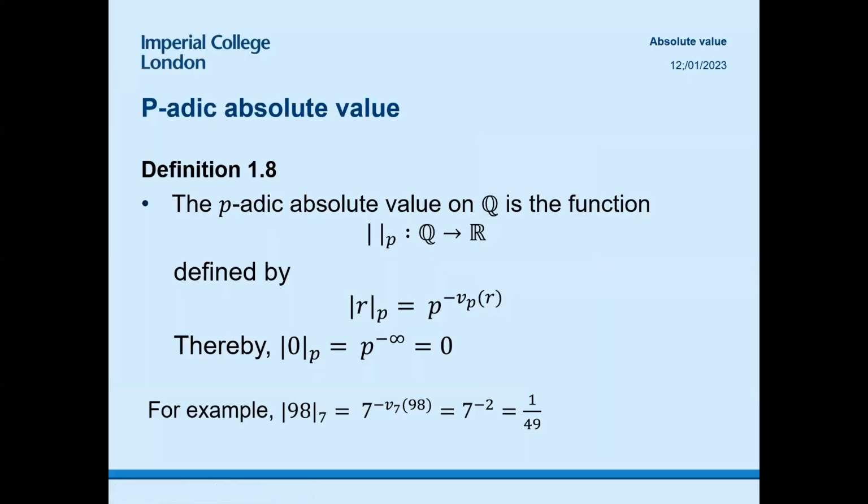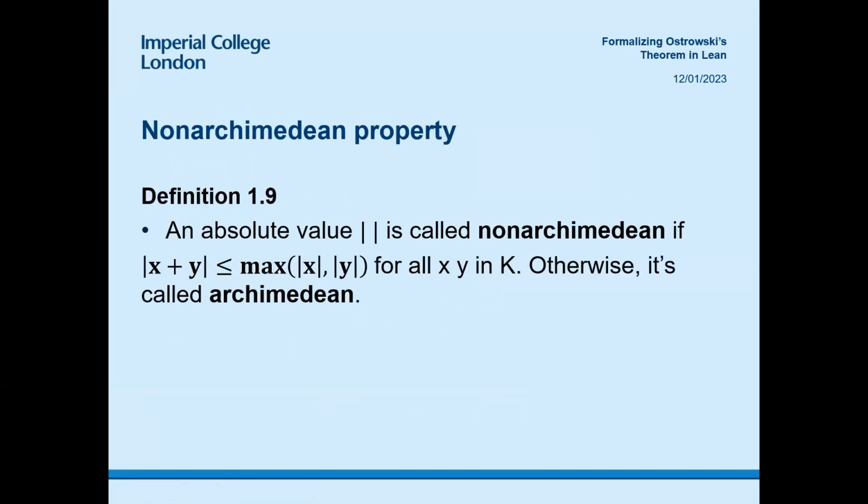So here we talk about the p-adic absolute values, and as an example, we talk about what the p-adic absolute value of 98 is. The next question is that I'm going to talk about what is called the non-Archimedean property. The reason we talk about it is because our theorem states that every non-trivial absolute value is either equivalent to the p-adic one or equivalent to the real one.